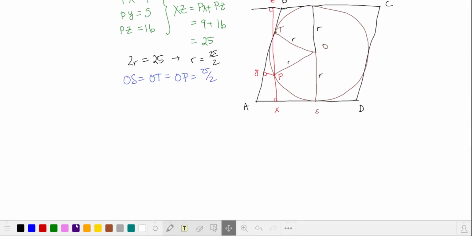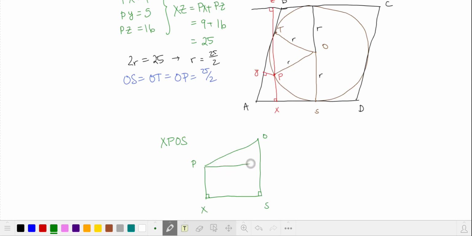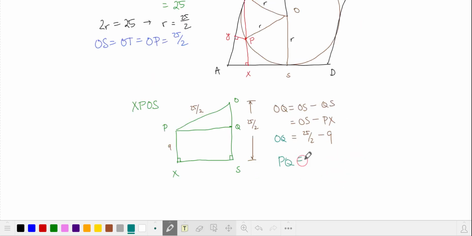Let's take a look at this trapezoid XPOS, which I'll redraw here. We have right angles at X and S. I'm going to draw this other perpendicular to OS from P, and we'll call this point Q. OS is a radius of our circle, and so is OP. They're both 25 halves. PX is given in the problem statement. That's 9. We can find this distance OQ by subtracting 9 from 25 halves. Then we can find PQ using the Pythagorean theorem. And we find that PQ and XS are equal to 12.